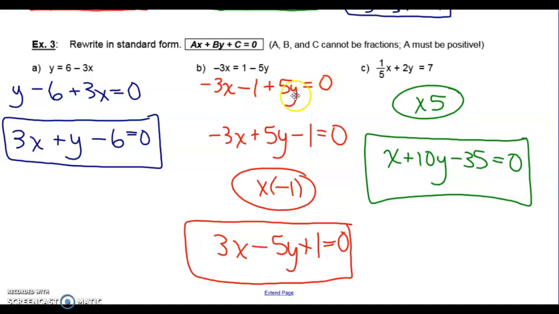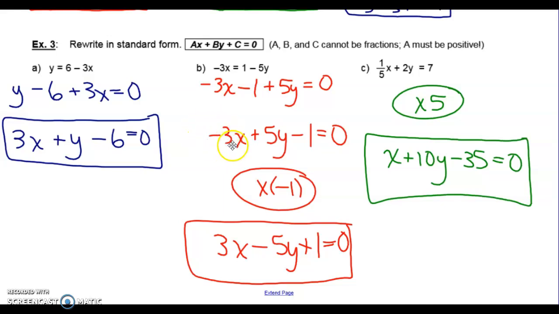Now I'm going to rearrange the order. So negative 3x plus 5y minus 1 equals 0. So it looks good, right? I've got x, then y, then the number equals 0. There's a slight problem. See this negative? We're not allowed to have a negative when we have an equation written in standard form.